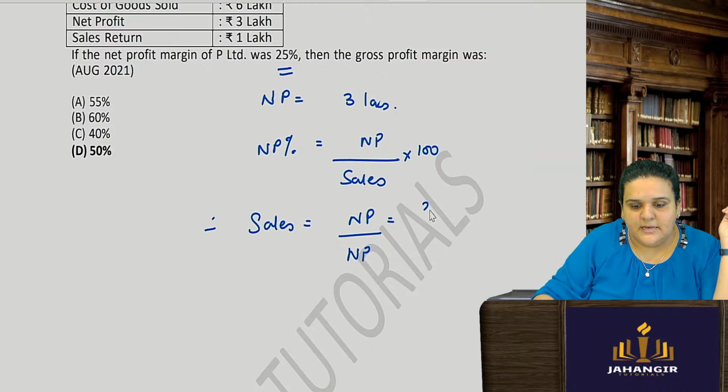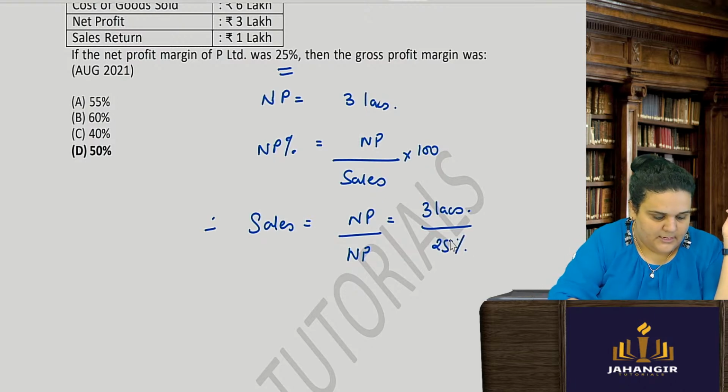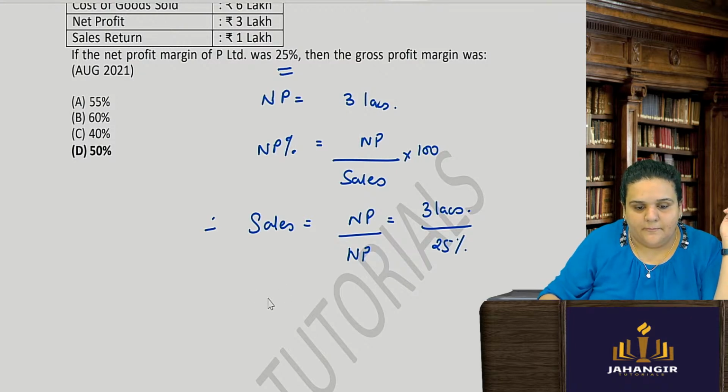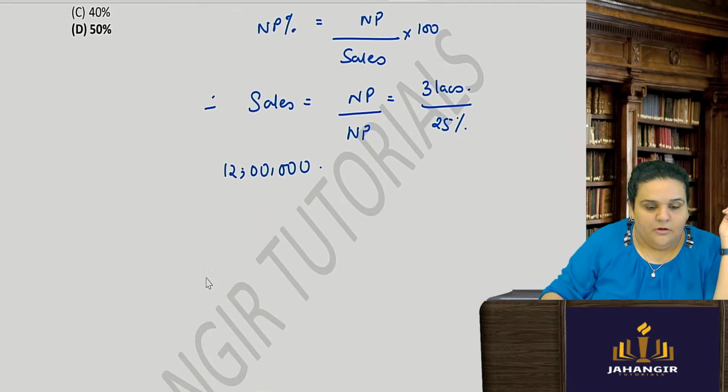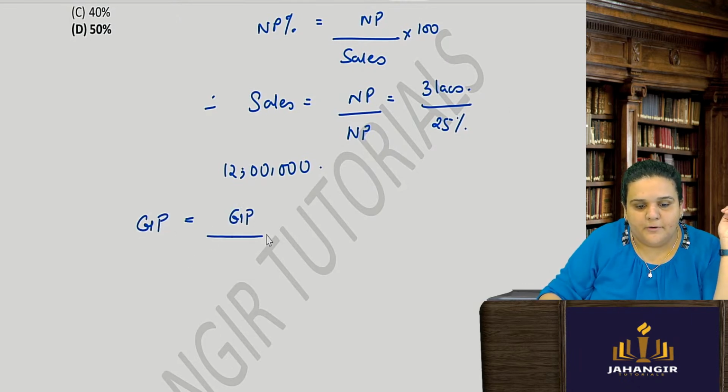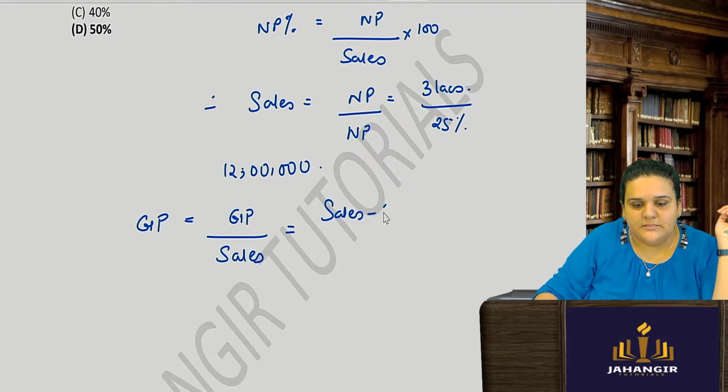Net profit is 3 lakhs. Net profit margin is 25%. So 3 lakhs divided by 25%, it will be 12 lakhs. My sales amount. Okay. Now, gross profit margin. Gross profit margin is gross profit upon sales. How will I get my gross profit? Sales minus COGS upon sales into 100.